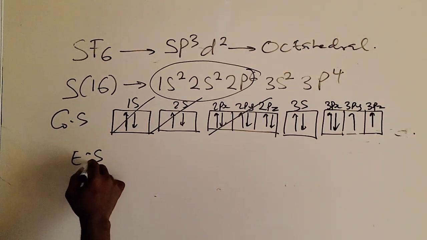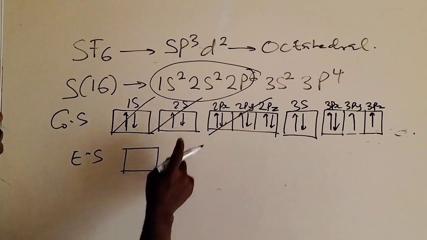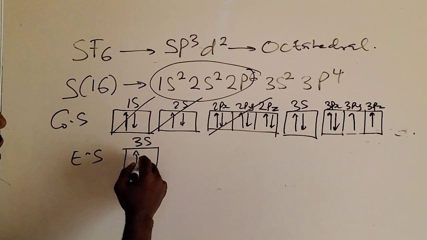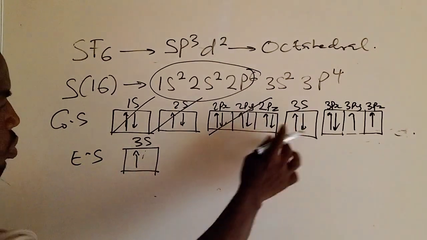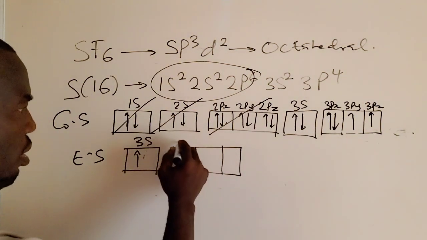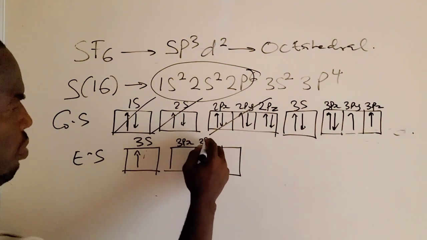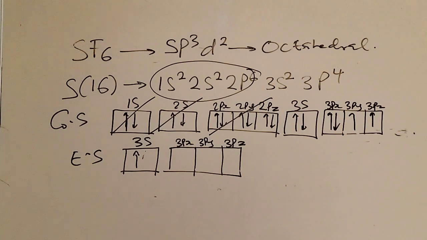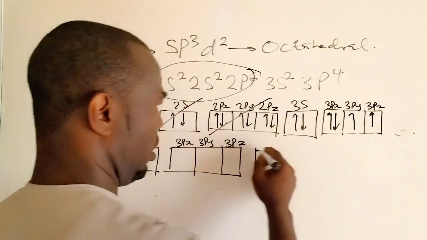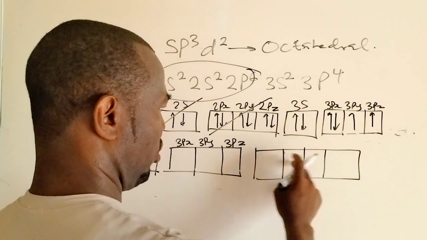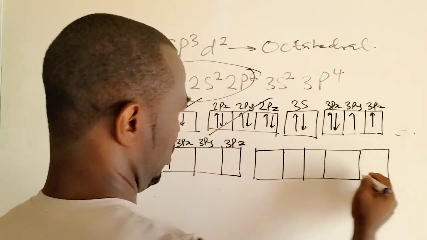So in the excited state, so that sulfur can be able to accommodate the 6 electrons from fluorine, I have 3s here. Electrons from the 3s move. We want to bring in the 3d orbital. Elements in the third period, like phosphorus and sulfur, might hybridize in the excited state with the 3d orbital. So we're going to draw the 3d, not 4s. The energy difference between the 2 orbitals is very small, so we can use 3d.